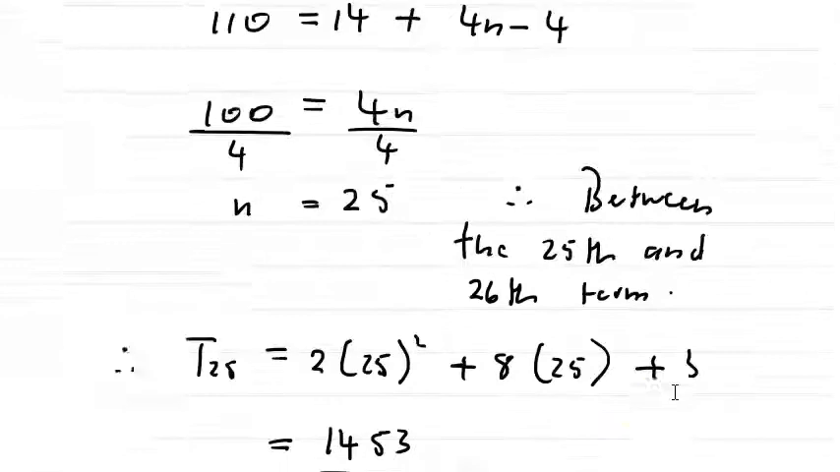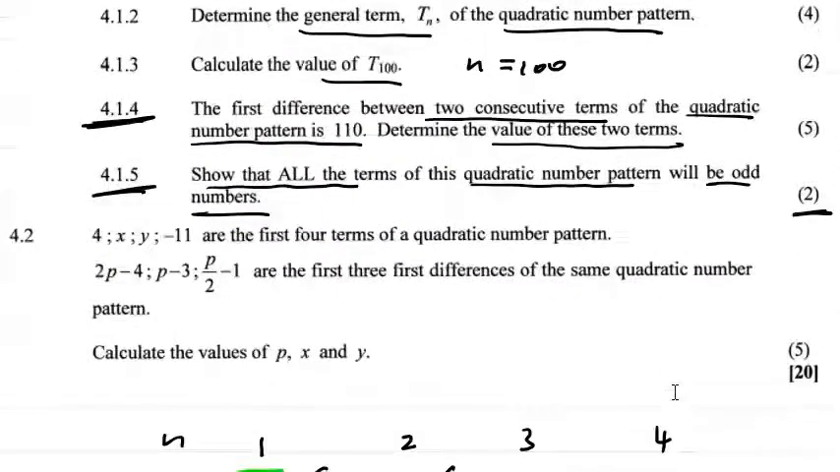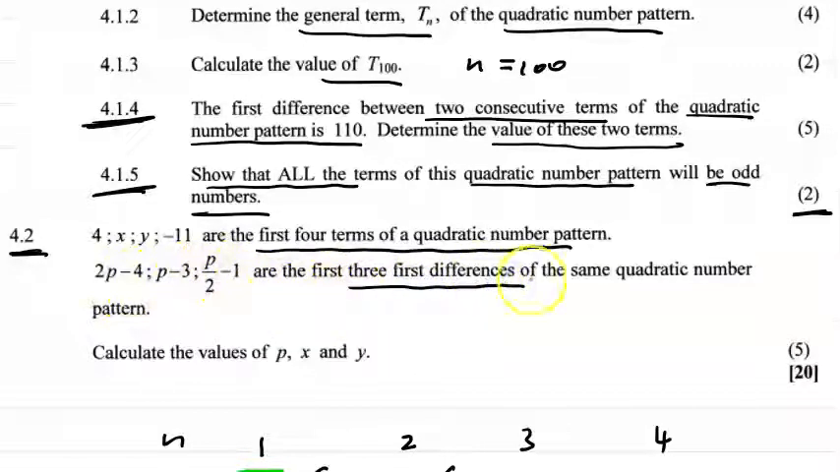Let's look at 4.1.6. There's no 4.1.6, it's 4.2. Alright, 4.2. It tells us here that 4, x, y and minus 11 are the first 4 terms of a quadratic number pattern. Then they tell us that 2p minus 4, p minus 3, and p over 2 minus 1 are the first 3 terms of the first difference of the same quadratic number pattern. Calculate the values of p, x, and y.